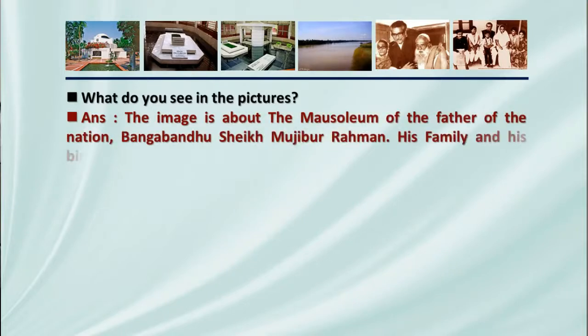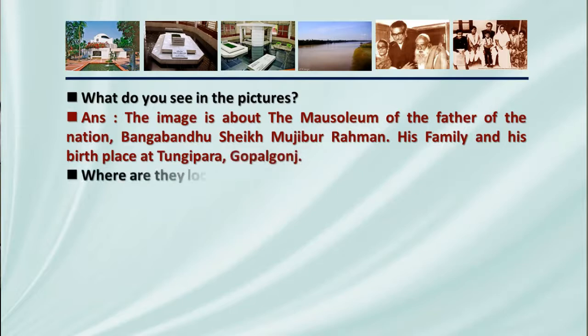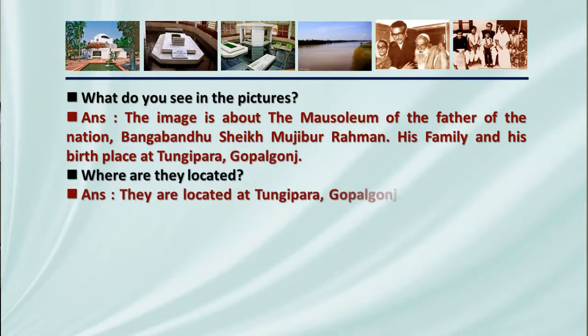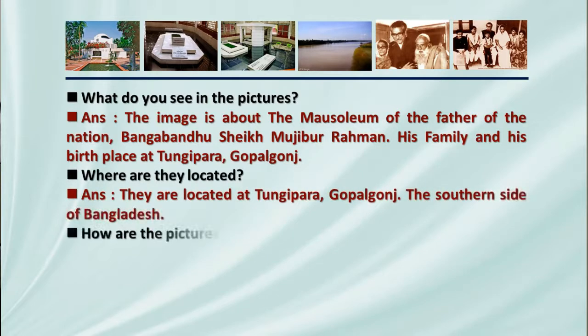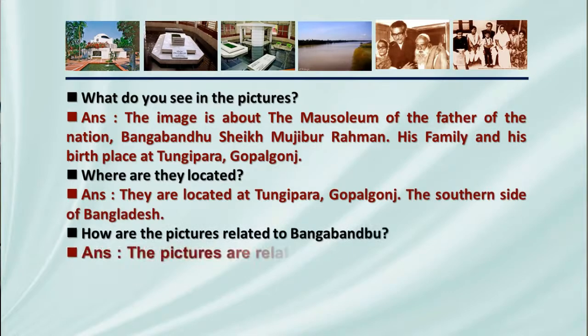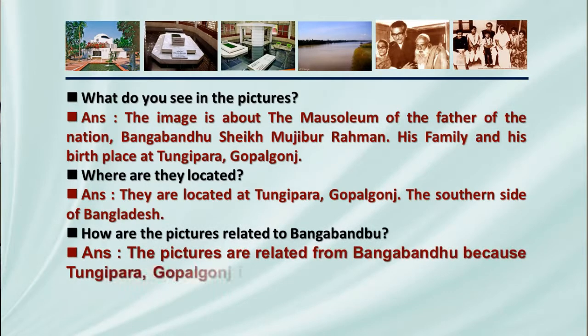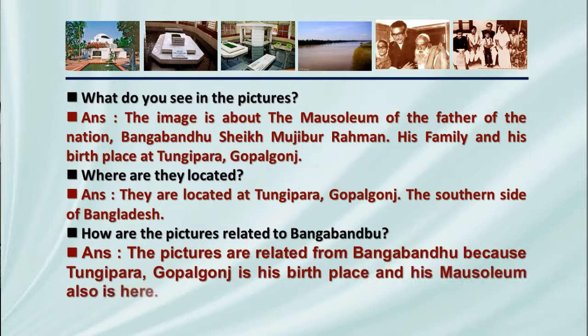What do you see in the pictures? You can answer or say the image is about the mausoleum of the father of the nation, Bangabandhu Sheikh Mujibur Rahman, his family and his birthplace at Tungipara, Gopalgonj. Where are they located? You may say they are located at Tungipara, Gopalgonj, on the southern side of Bangladesh.